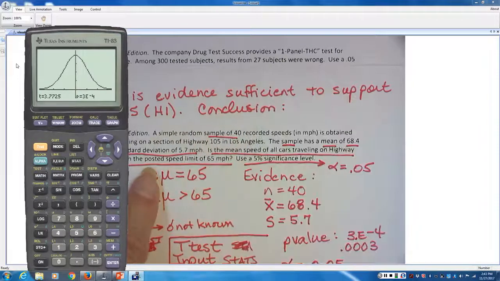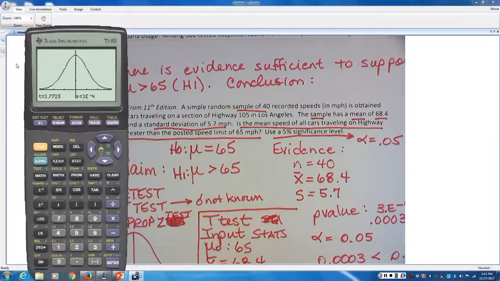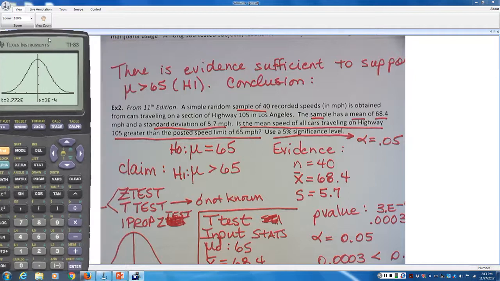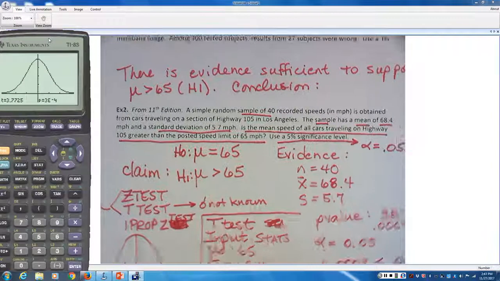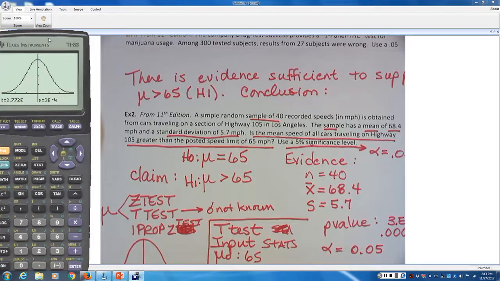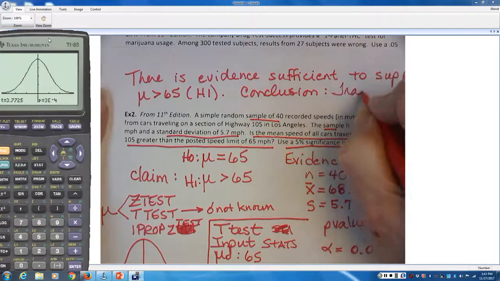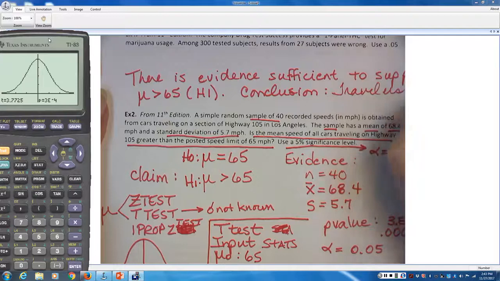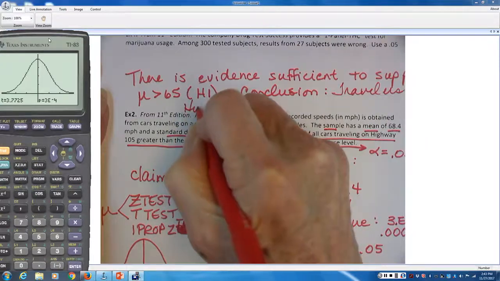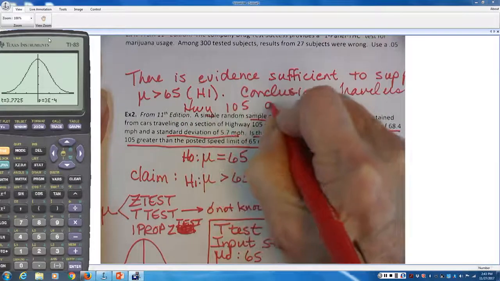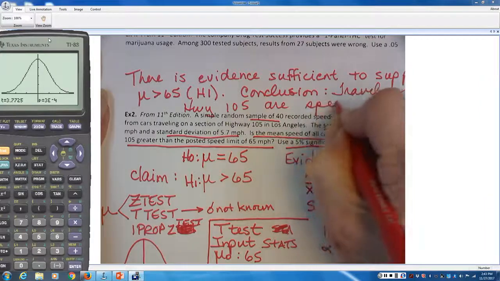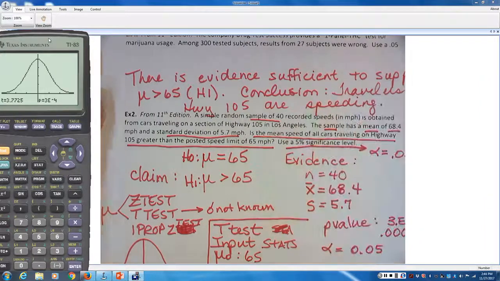Now, realistically, what does that conclusion mean? There is evidence to support that the mean is greater than 65. What does that mean in practical terms to that state trooper? They were speeding, it's time to pull out the ticket book, okay? So remember, these problems all have practical interpretations.